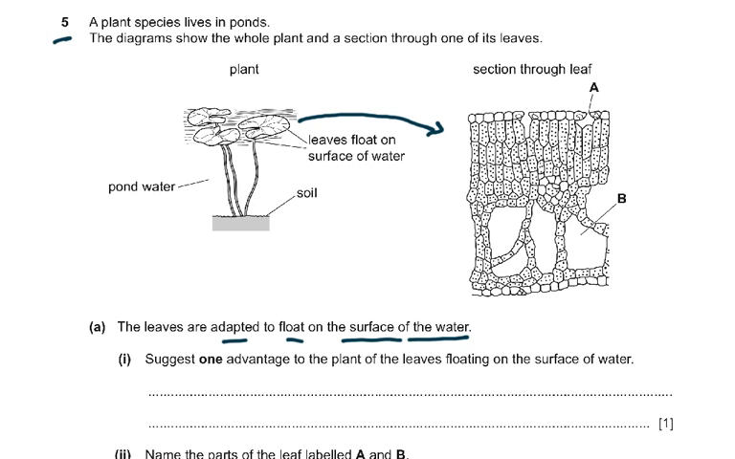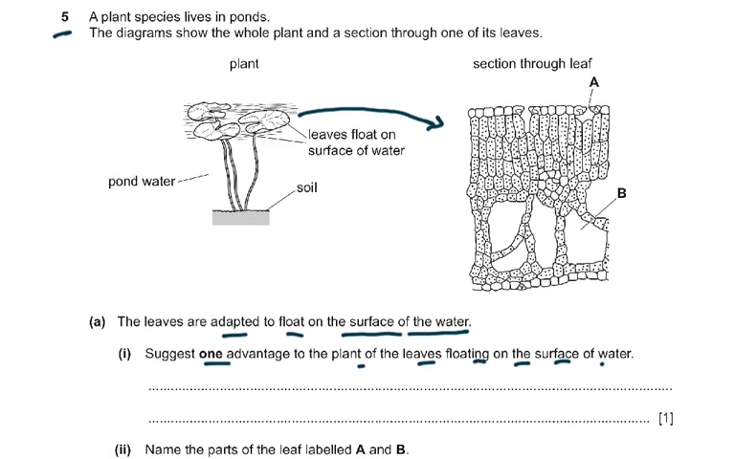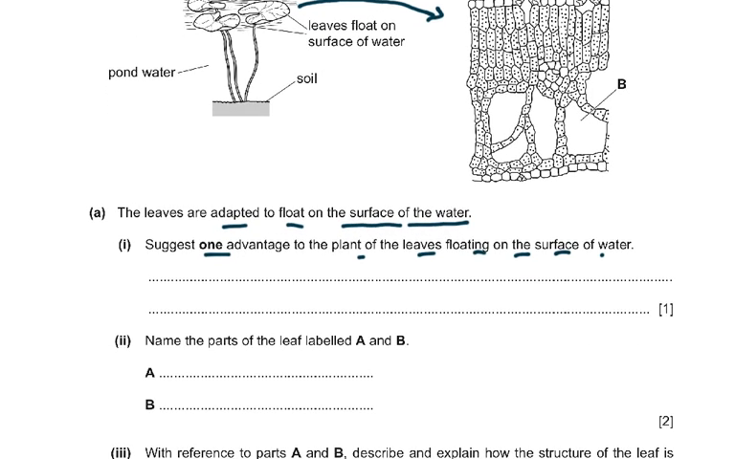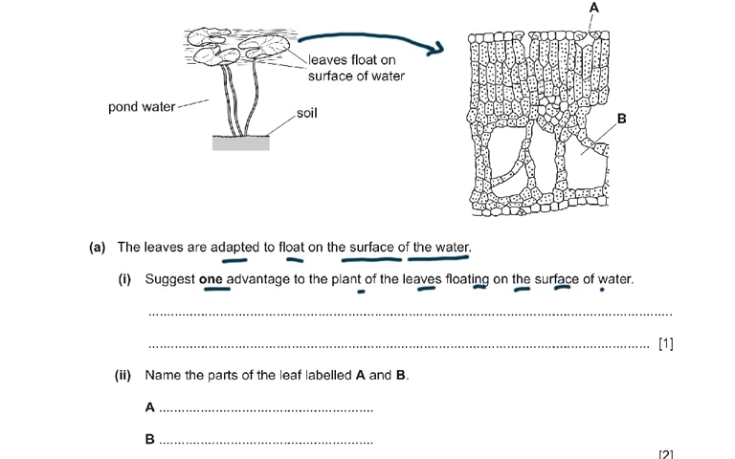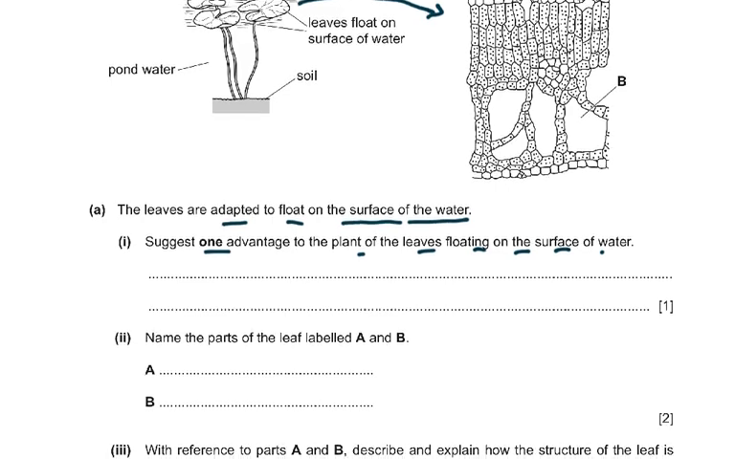Now, it's a very important thing. So, just one advantage of the leaves floating on the surface of the water. So on the surface of the water, why is it feasible? It's more feasible because there'll be more light available to be absorbed, and there'll be more carbon dioxide diffusing in from the air. And name the parts of the leaf labeled A and B. Now what is A? A is the stoma, and B is the airspace.